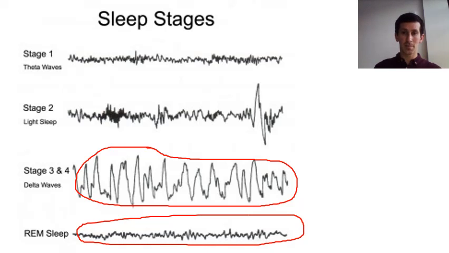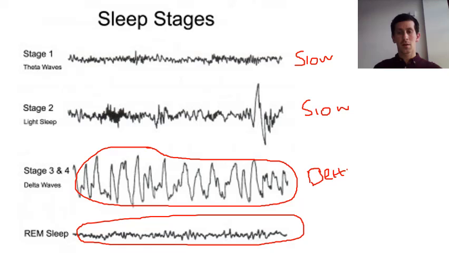Okay, so stage 1, they're starting to slow. Stage 2, they're starting to slow as well. Stage 3, you've got your delta waves. Stage 5, we've got these rapid brain waves for our REM stage. Okay, so these are how the brain waves change in ultradian rhythms.